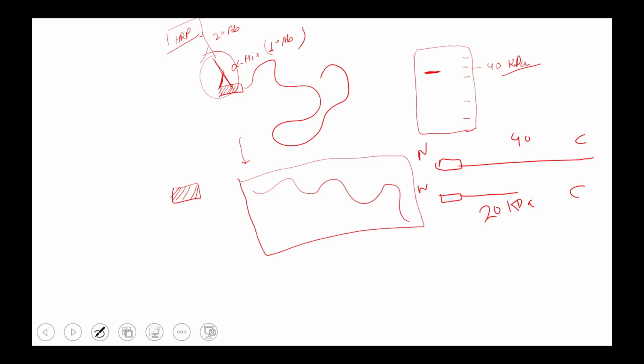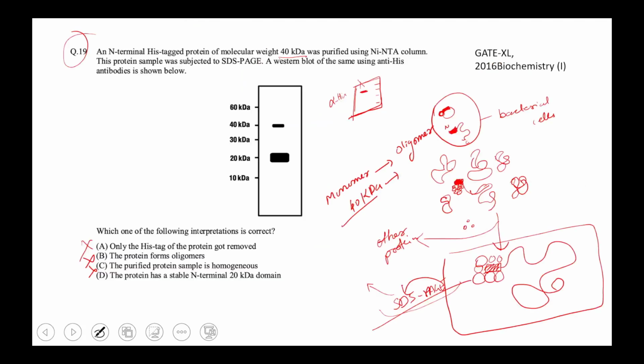So now both of the proteins are being expressed and both are stable. That is why both contain the histidine tag. When you perform the Western blot using the antibody, because of the presence of the N-terminal tag, both of the proteins are detected. That is why you are able to see two different bands, one corresponding to 40 kilodalton, another corresponding to 20 kilodalton. That means the fourth option, the protein has a stable N-terminal 20 kilodalton domain, is the correct option here.